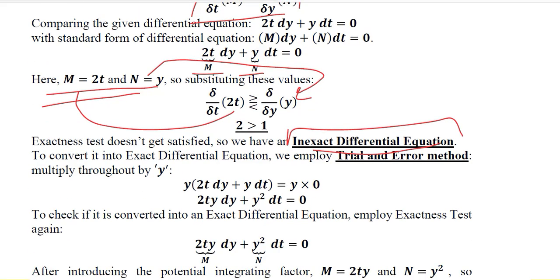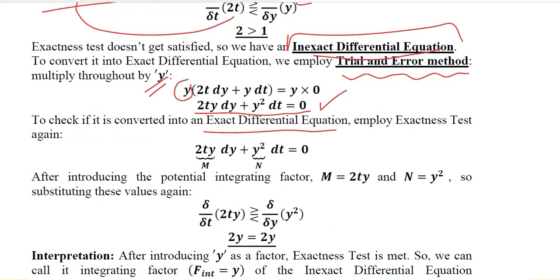We are going to introduce it, and as you remember that I told you that we will experiment with different values of y and t. Primarily we start with y, and here you can see I have multiplied it on both sides, the integrating factor, assuming that it is y. So when I have multiplied it, the new form of the same equation is now this. And now to check if it is converted into exact differential equation, I can do the exactness test.